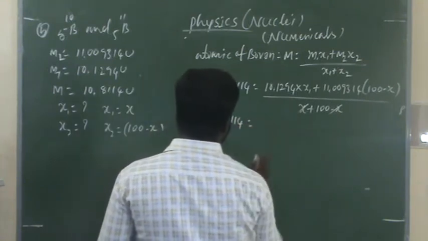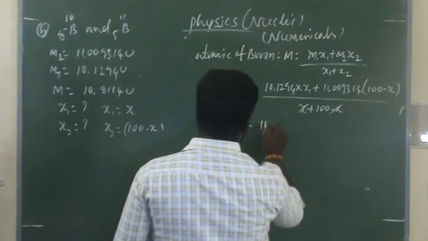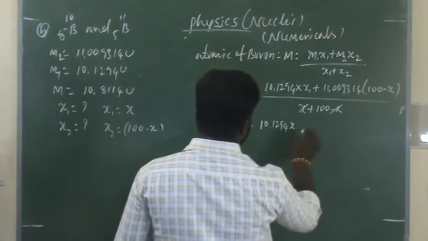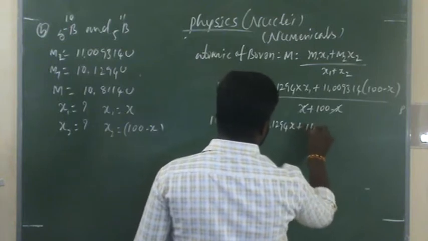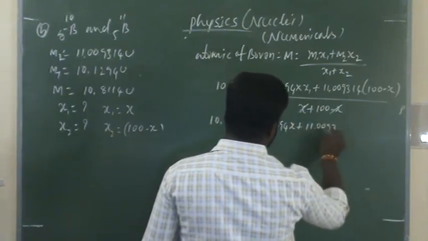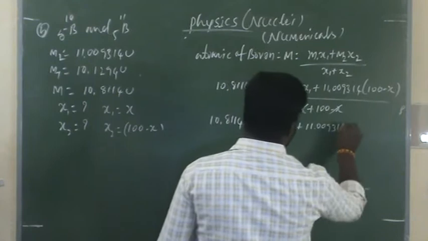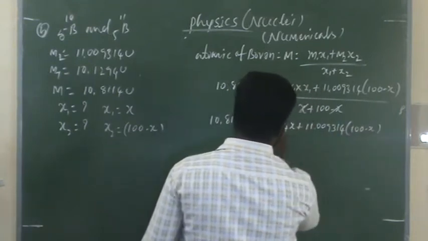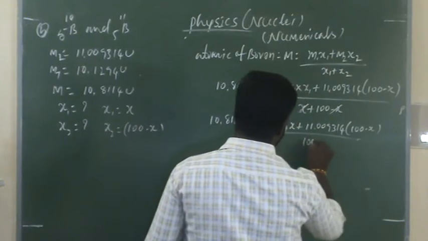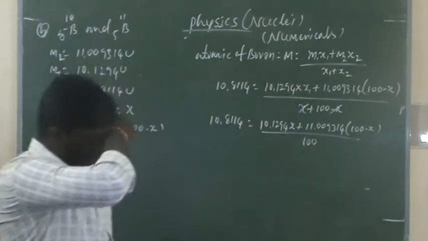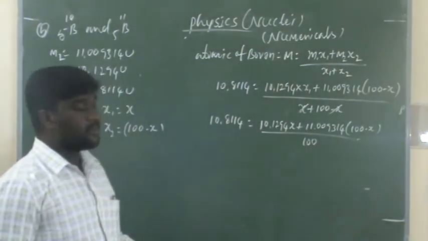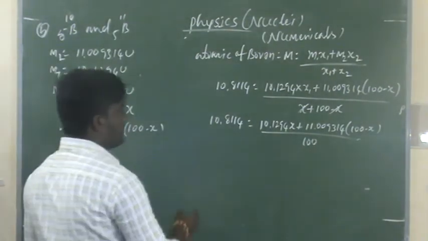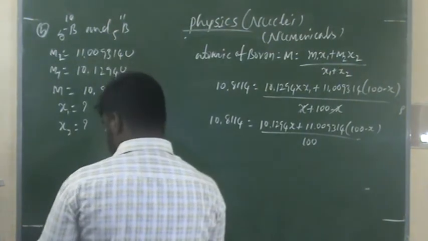So finally, 10.814 is equal to 10.1294x plus 11.09314 into 100 minus x, divided by 100. Now what we need here is the x value. So simplify that.